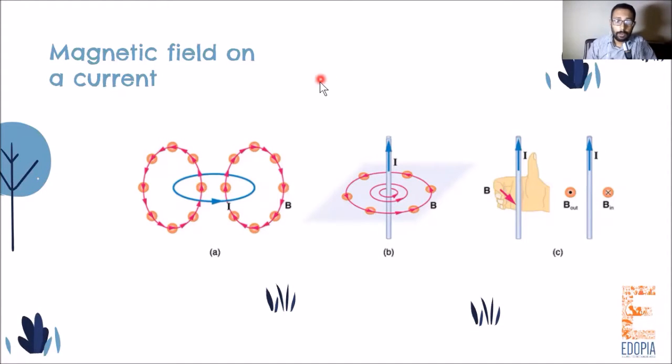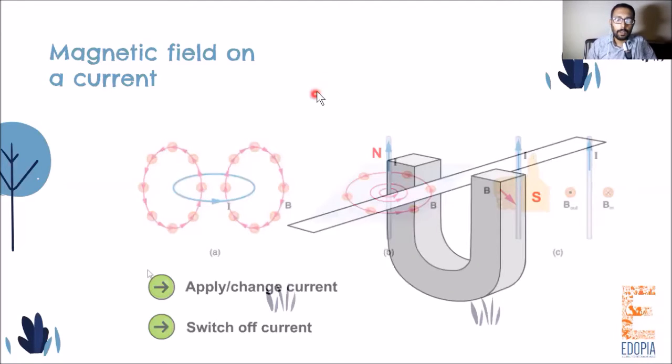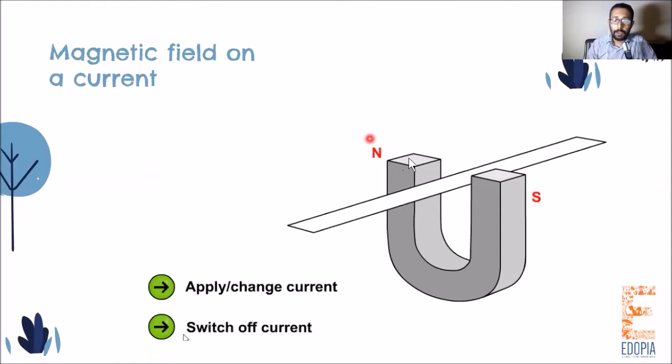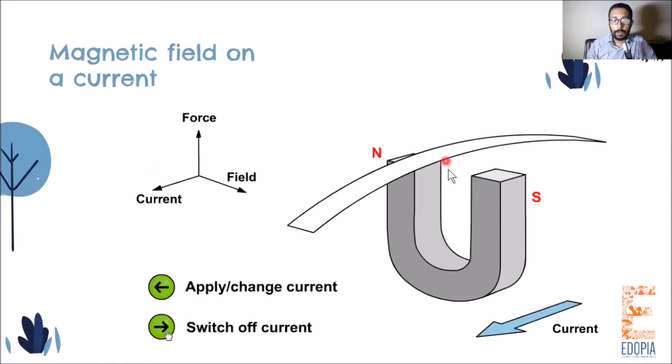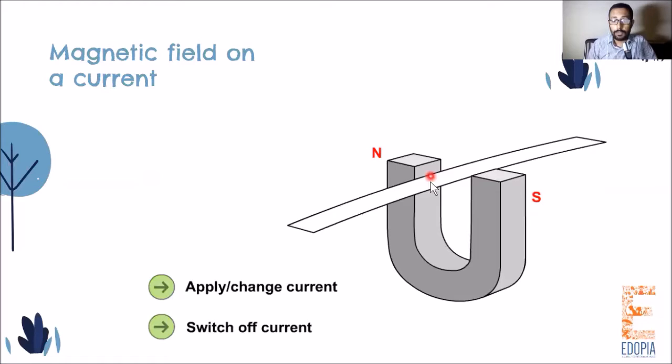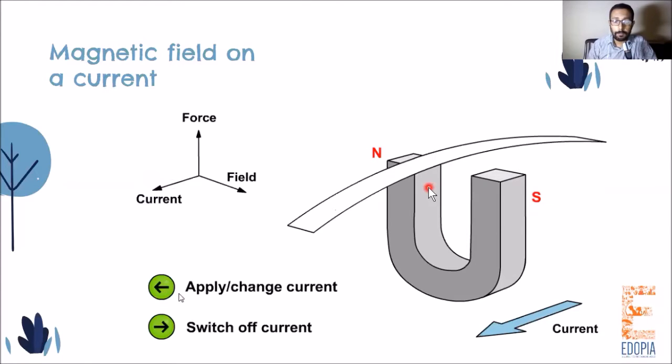Now, I would like you to imagine a situation where you're putting this wire in another magnetic field. What will happen if the magnetic field of the current in the wire and the magnetic field of the magnet interact? Here we see a U-shaped magnet with north and south poles, and there is a wire that is passing between the poles. When you switch on the current, the wire moves out of the magnet, and when the current is switched off, it comes back to its original position.